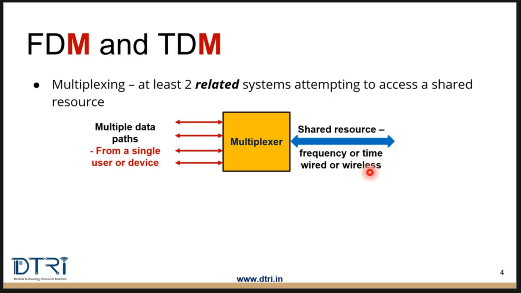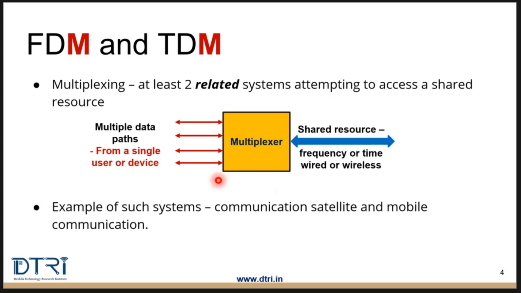The shared resource medium can be wired, like wires or cables, or wireless, like in the case of air or space communication. The data paths here pertain to a single user or a single device. Say, for example, a single user could be attempting to download content and at the same time be on an audio or a video call. In the case of TDM, since time is segmented, similar logic applies where a specific time segment of data is allowed to use the resource from multiple time segments entering the multiplexer. Examples of such systems are communication satellite and mobile communication.